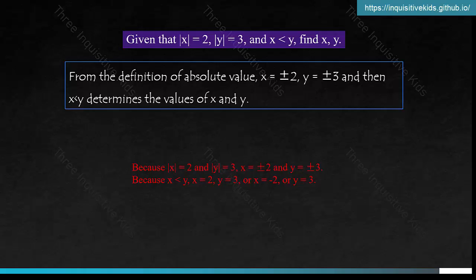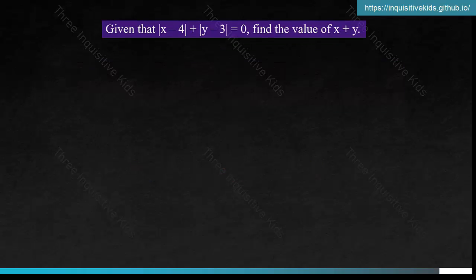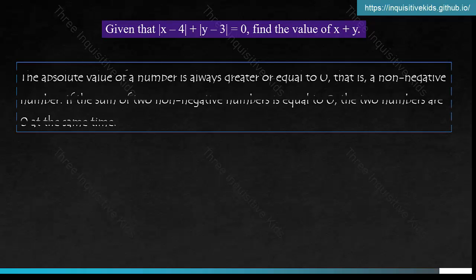And because the absolute value of x has to be 2 and the absolute value of y has to be 3, x will have to be either positive or -2, and y will have to be positive or -3. And because x is smaller than y, x is equal to 2 or -2, and y is equal to 3. Given that the absolute value of x minus 4 plus the absolute value of y minus 3 has to be 0, find the value of x plus y.